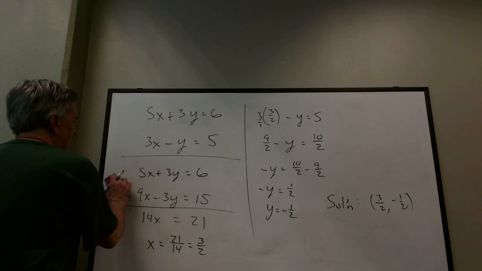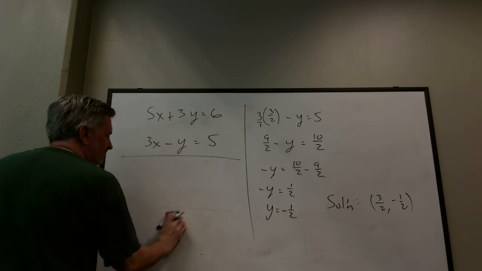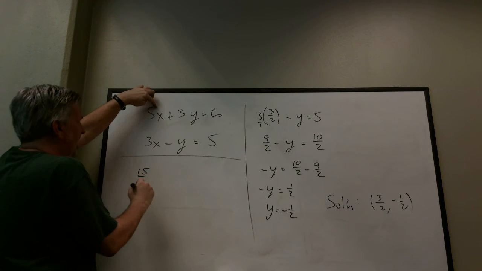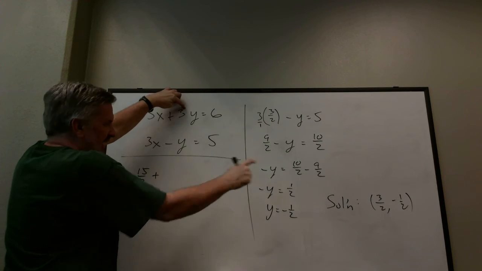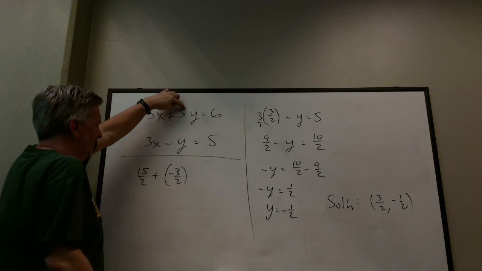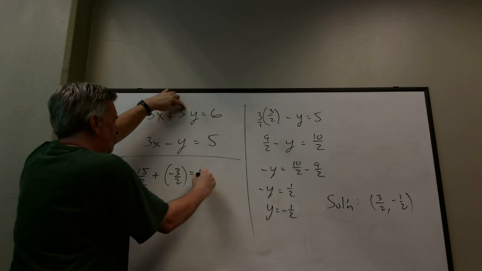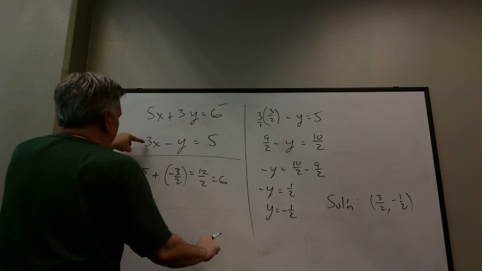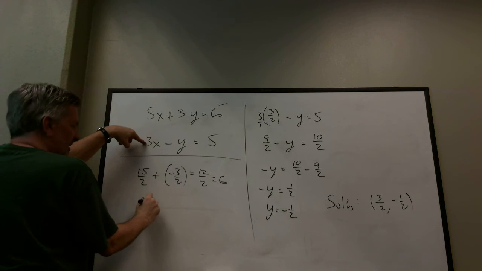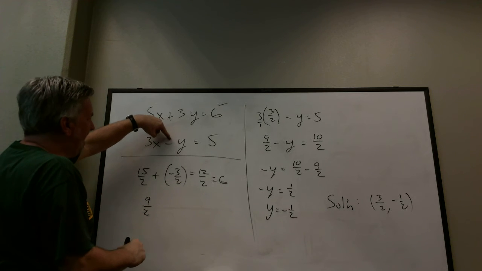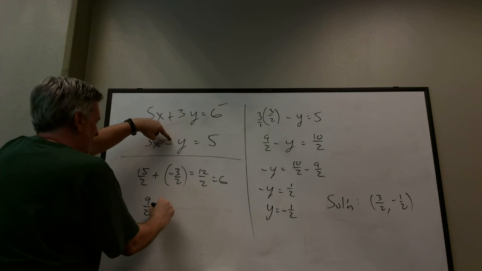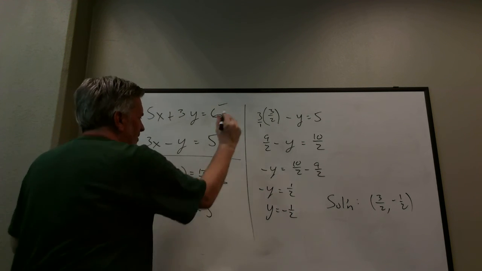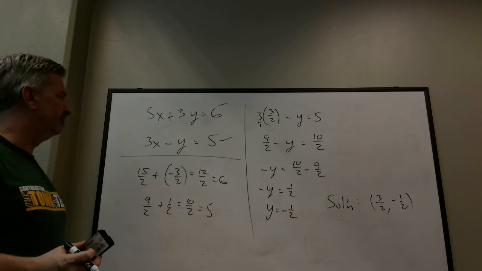Let me just do some scratch work to see if that works. I'm just checking my answer here. So 5 times 3 halves is 15 halves, plus 3 times negative a half is negative 3 halves. Notice that's 12 over 2, which is 6. Check. Now what if I check the other one? 3 times x, that's 3 times 3 halves is 9 halves. Minus y, that's minus a half, which is plus 1 half, and you get 10 over 2, which is 5. Check. So that's our solution. It works just fine.